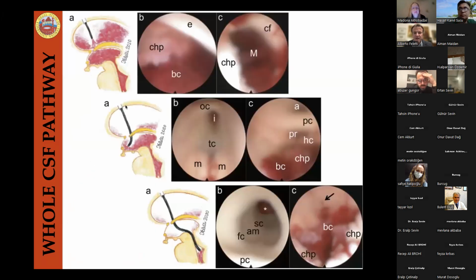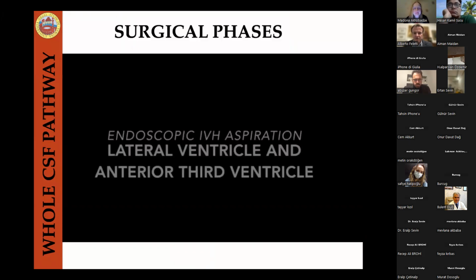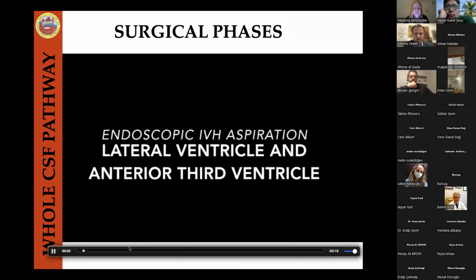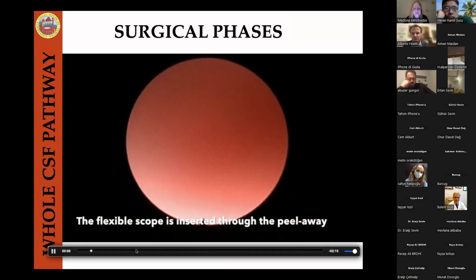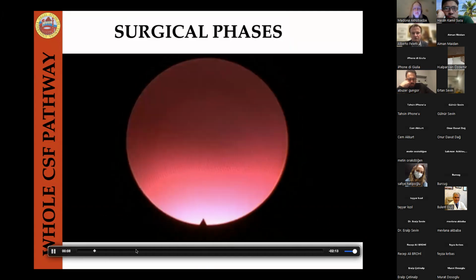These are the different phases of this surgery. First, get rid of blood from the lateral ventricle. This is the most time-consuming part. The lateral ventricles are big compared to the third and the fourth, which can be cleared from blood in a very short time. So this video shows an example of this operation. Here I'm entering through the peel-away into the lateral ventricle.